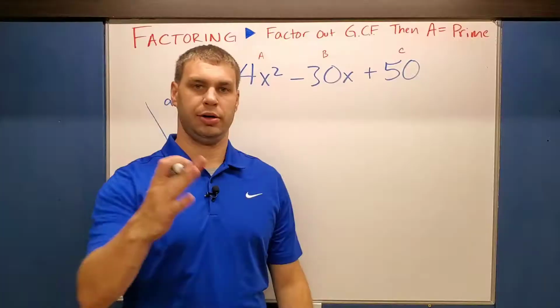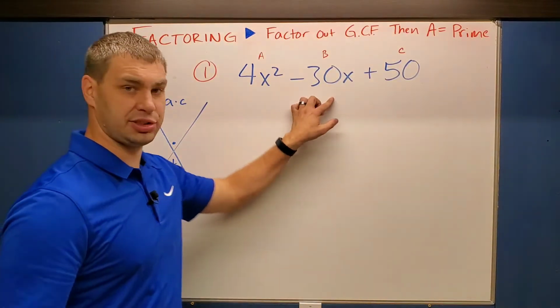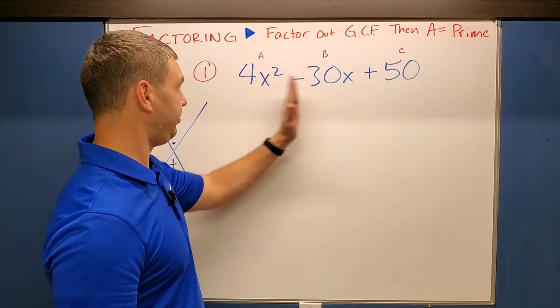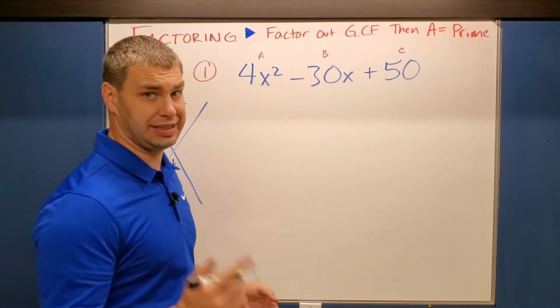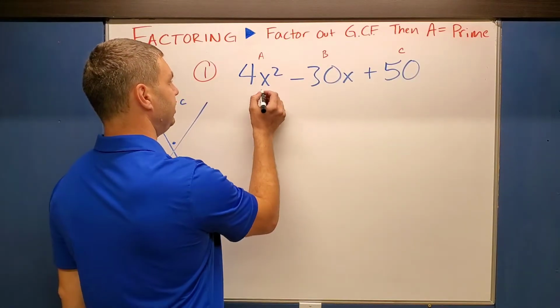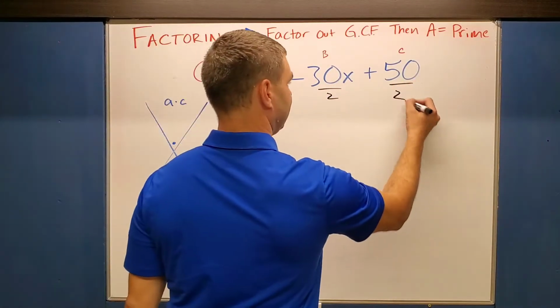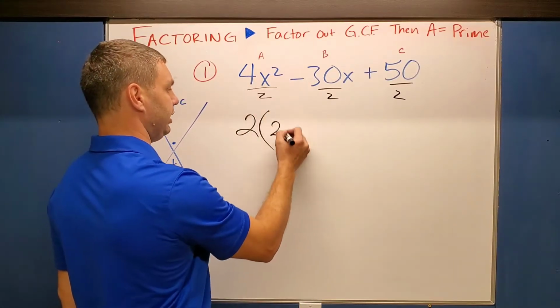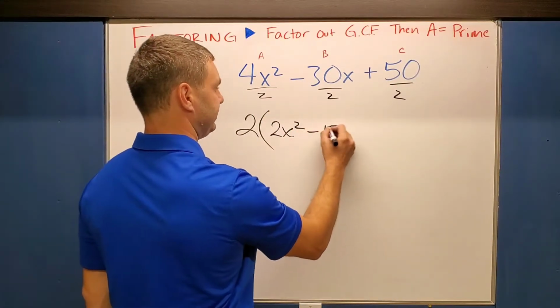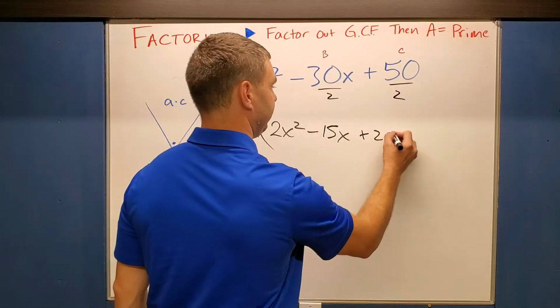Let's get into it. All right, guys, number 1 here says 4x squared minus 30x plus 50, all right? So I got my A, B, and C term, remember? And if I look at all these, it looks like the only GCF I can take out is a 2. They're all even, right? So if I divide each of these by 2, what that leaves me is a 2 on the outside for my GCF, and then 2x squared minus 15x plus 25.